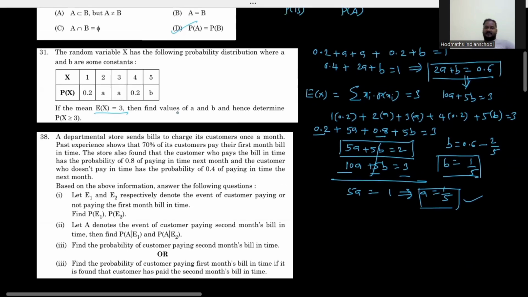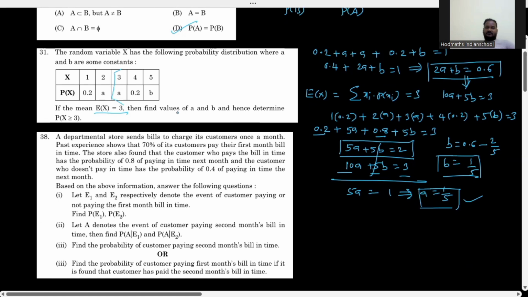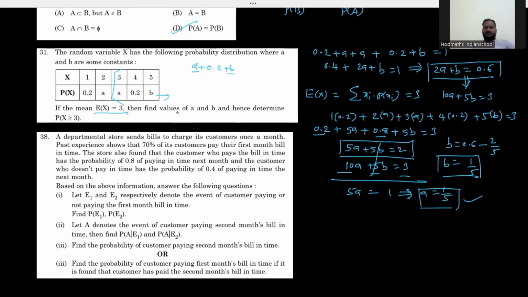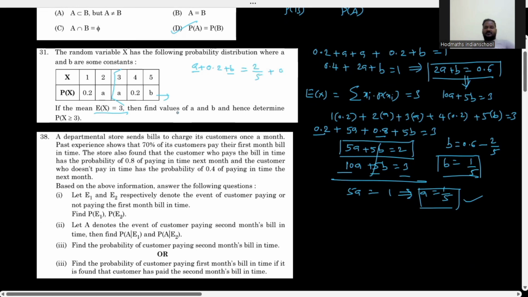See here, x greater than or equal to 3 means from 3 and above. So you have to find this probability. So the probability of 3 and above is going to be a plus 0.2 plus b. What is a plus 0.2 plus b? A plus b value you already know: a is equal to 1 by 5, b is equal to 1 by 5. So 1 by 5 plus 1 by 5 is equal to 2 by 5, plus 0.2.